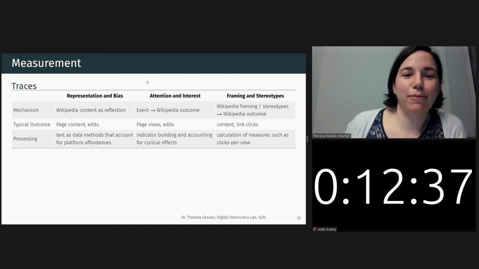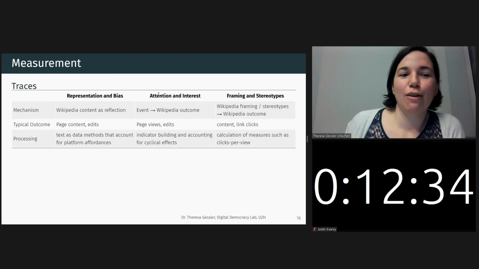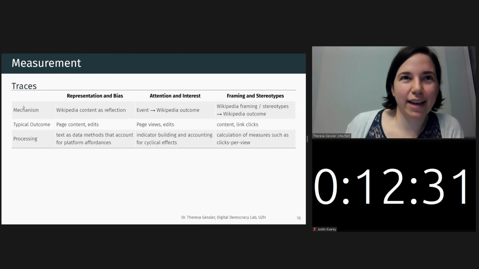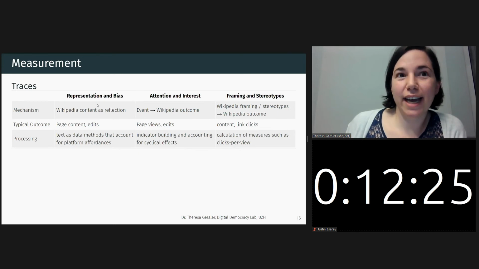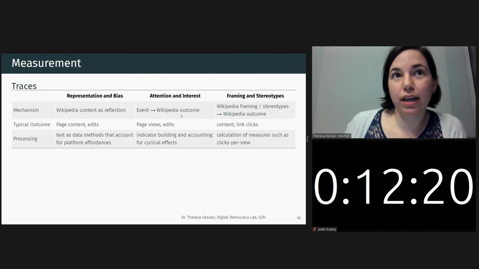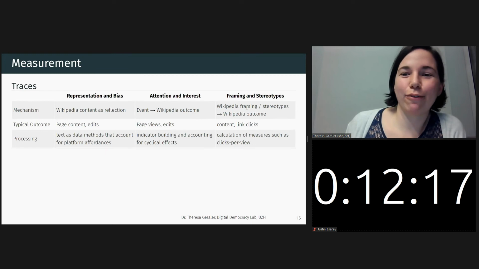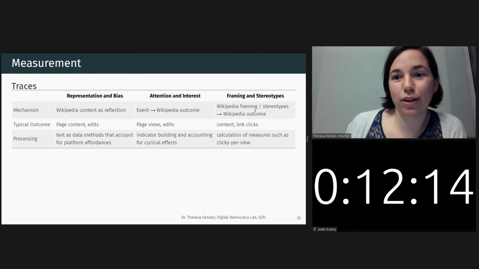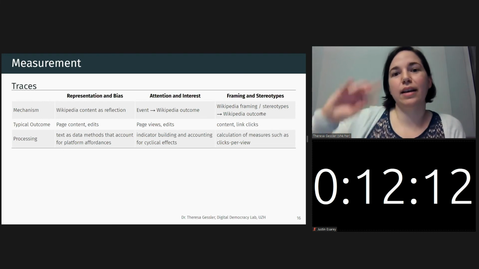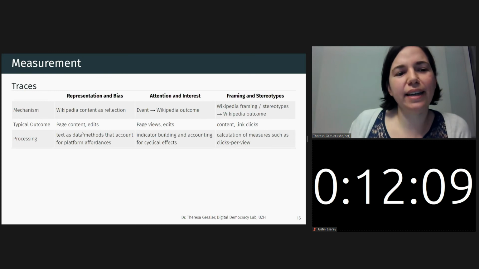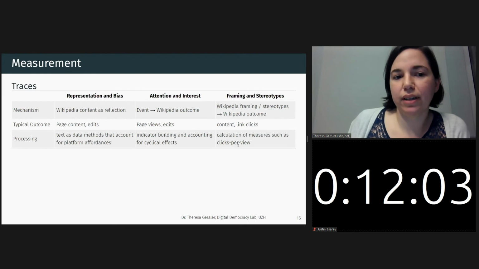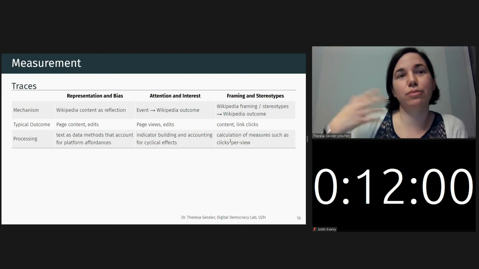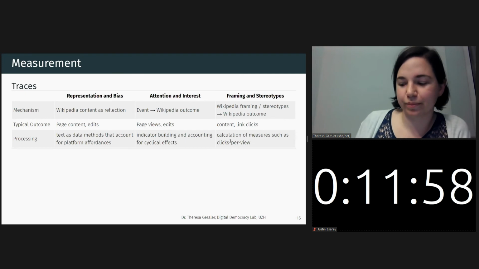So just to sum up, there are these 3 types of concepts. For each of them, I think we can come up with a mechanism that I've completely oversimplified here, where Wikipedia content is either a reflection of specific biases and representations, where Wikipedia might be an outcome of an event in the real world, or where things like our stereotypes or the framing on Wikipedia determine how people then behave on the platform. Depending on that, we might want to study different outcomes, and we will apply different methods in order to process the data to really generate a statistic from it.